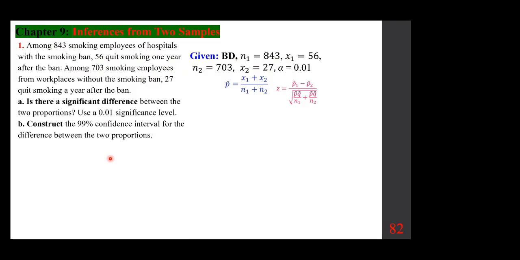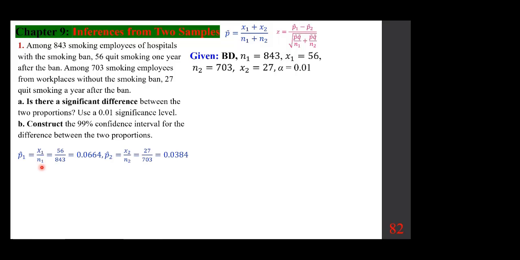We also need to do some calculations. In order to do that, let me remind you of the formulas you need. P bar is x1 plus x2 over n1 plus n2. Z is p1 hat minus p2 hat over the square root of p bar q bar over n1 plus p bar q bar over n2. And p1 hat is x sub 1 over n sub 1.